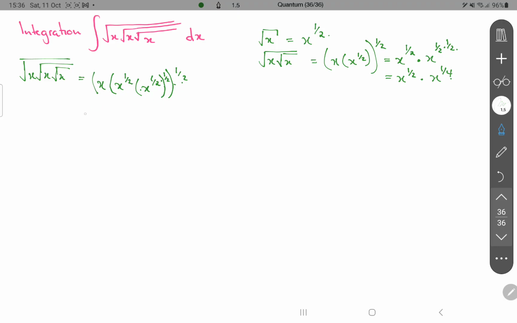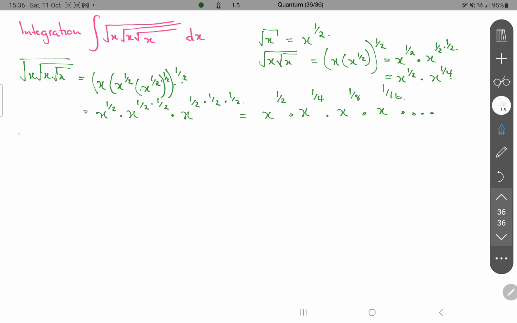So what am I going to have at the end? I will have x to the power a half dot x to the power 1 over 2 multiplied by another 1 over 2. Then x to the power a half multiplied by a half multiplied by a half. So what are we seeing? We are seeing x to the power a half multiplied by x to the power a quarter multiplied by x to the power 1 over 8 multiplied by x to the power 1 over 16, on and on.